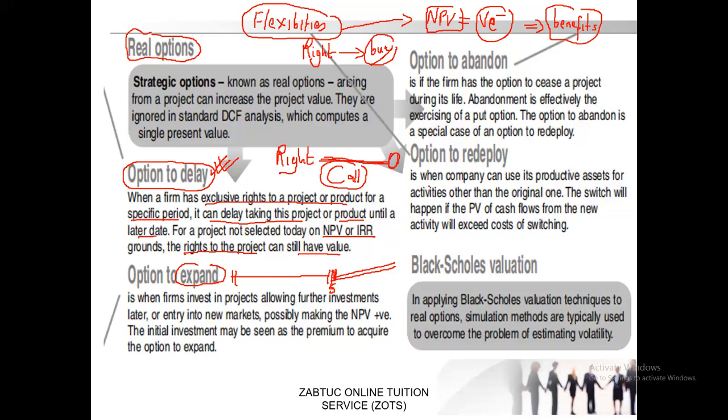Option to redeploy is when a company can use its productive assets for activities other than the original one. The switch will happen if the PV of cash inflows from the new activity will exceed the cost of switching. These are examples of flexibilities which are not captured. And today we are saying, can we capture these flexibilities?